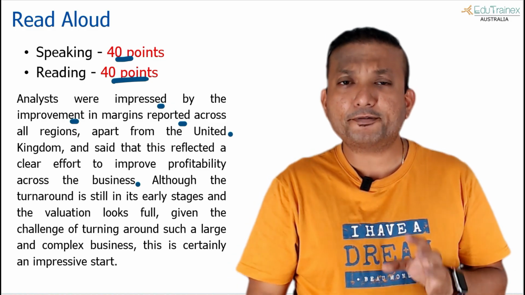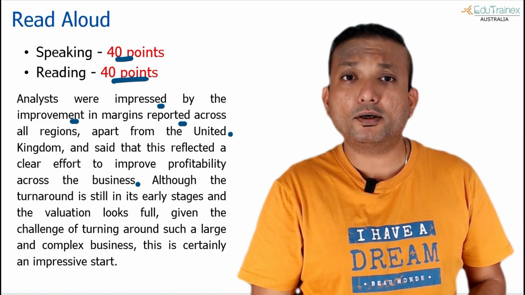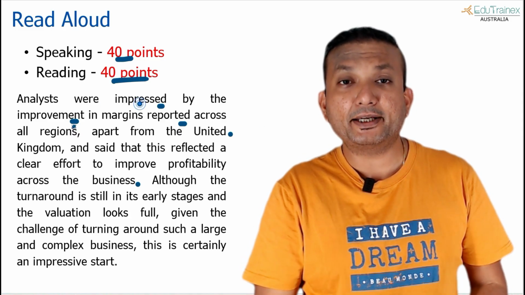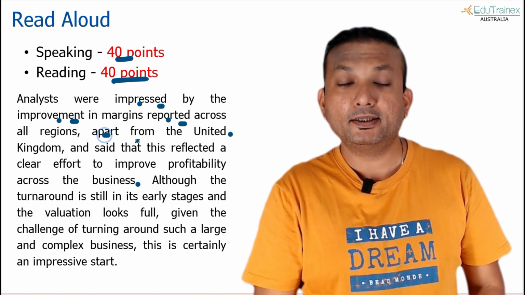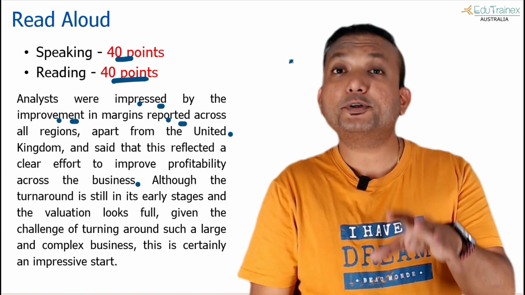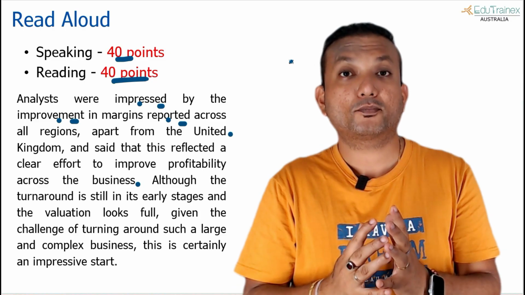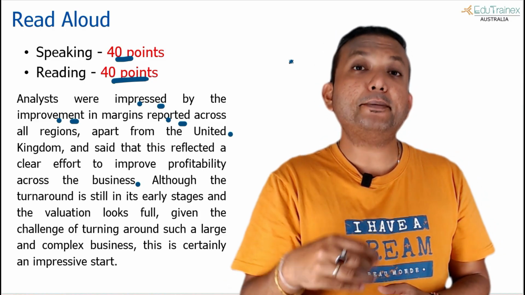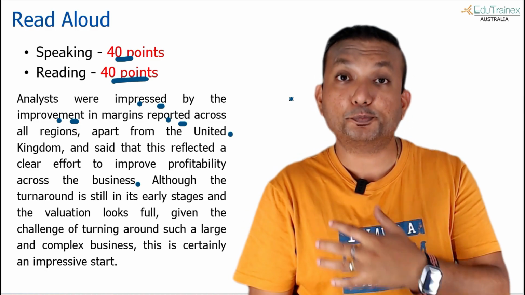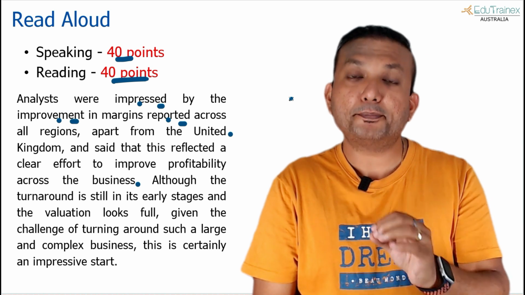Let's try to read this. Okay, if I read this as "analysts were impressed by the improvements in margin reported across all the regions apart from the United". So what did I do? I did not pronounce many of the words properly, like impressed, improvements, reported, apart. All these words I did not pronounce properly. So what the AI is going to do, even though I have spoken one line, it's going to give me very, very low marks. Why? Because the number of errors within the short sentence is huge. Whereas if I try to speak the whole thing, I may do a little better. Why? Because there are more words and the chances of errors become less if you speak more. But you still need to maintain your fluency, and as much fluency and pronunciation as you can.